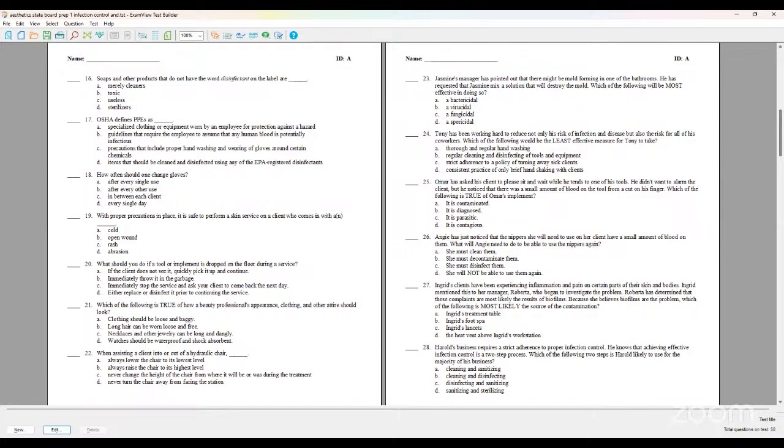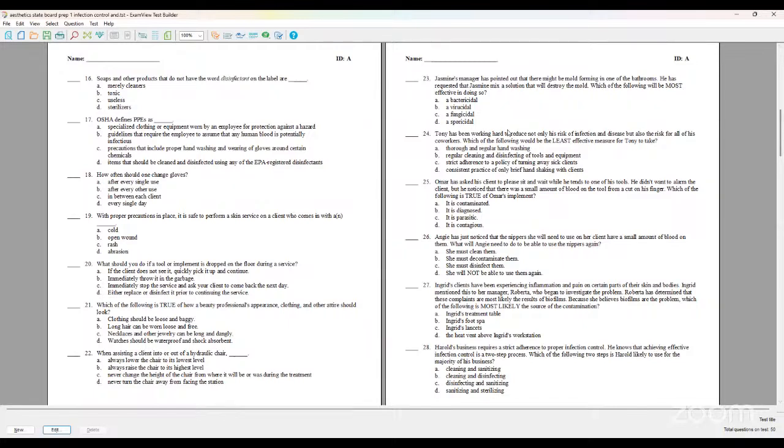19. With proper precautions in place, it is safe to perform a skin service on a client who comes in with a blank. 19, a cold. All right. With proper precautions in place, it's safe to perform a skin service on a client who comes in with a cold. That means when we say proper precautions in place and your client has a cold, can anyone unmute and tell me what do I need to put on? What's the precautions in place? The client has a cold.